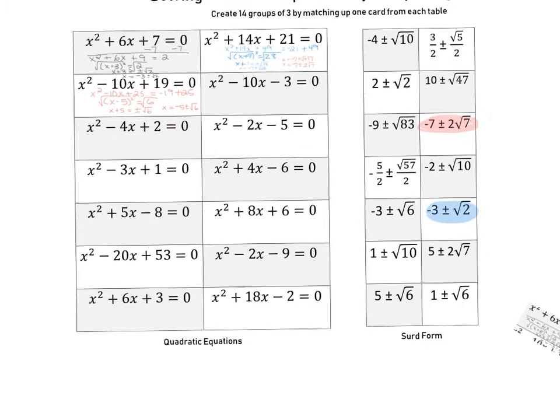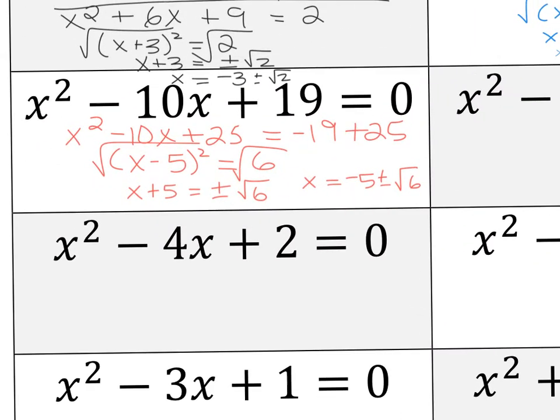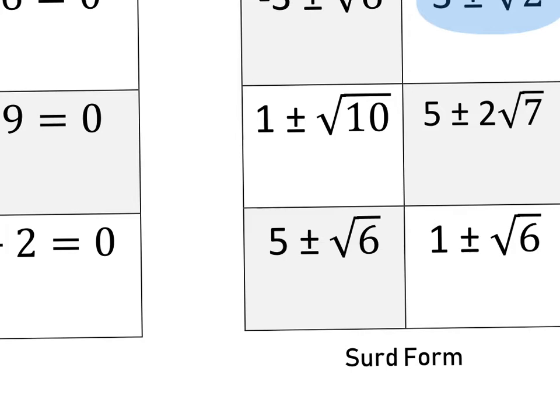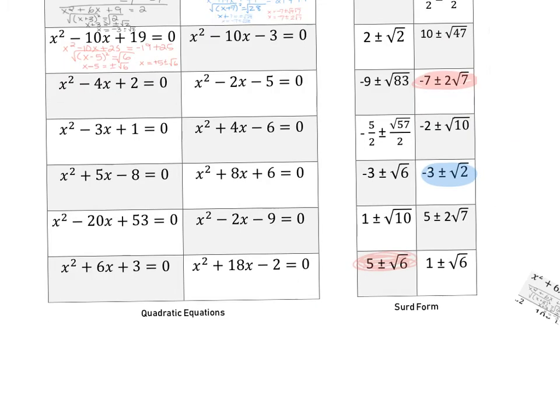Why do I have 5? Oh, it is 5 because, look at, I made a mistake. Let's fix it. Right here, that's supposed to say x minus 5. Sorry about that. And if I move it to the other side, it will now say positive. Okay, so this one is my answer. All right, next one.